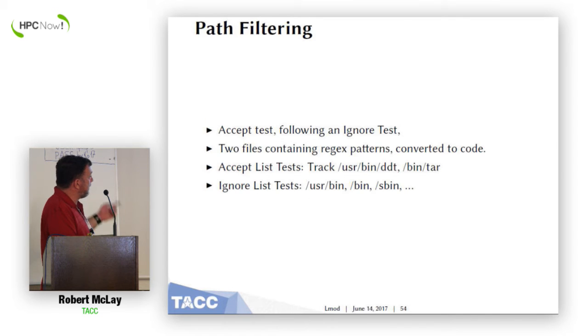So there's an accept test followed by an ignore test. You can say, I want to track, say, DDT in /usr/local/bin, but I will ignore everything else in /usr/local/bin or sbin or whatever. Or you can say, I only want to track things that come from a user account, or in our case, a work account, a work directory or a scratch directory.